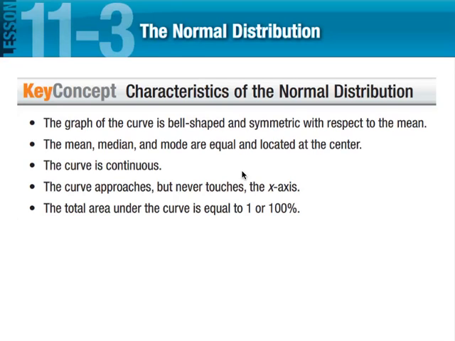Characteristic is that the graph of the curve is bell-shaped. So when you think of the normal distribution, you need to think of a bell curve. It's a bell-shaped curve, just like that. It's symmetric with respect to the mean. So what that means is that your mean is going to be smack dab here in the middle. And on the left and the right, they're going to balance each other out.